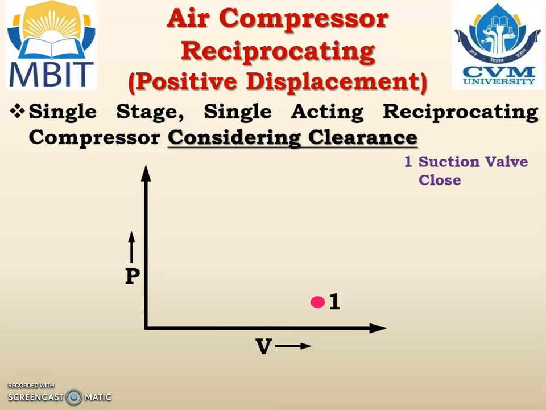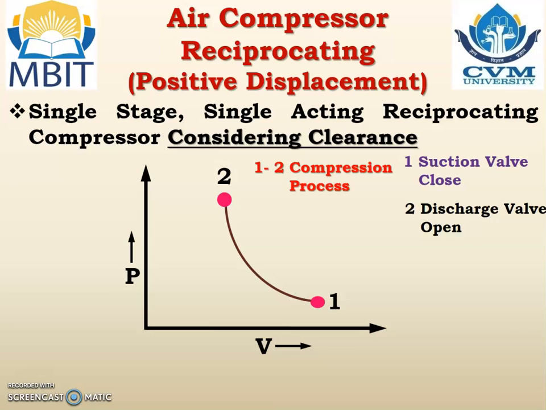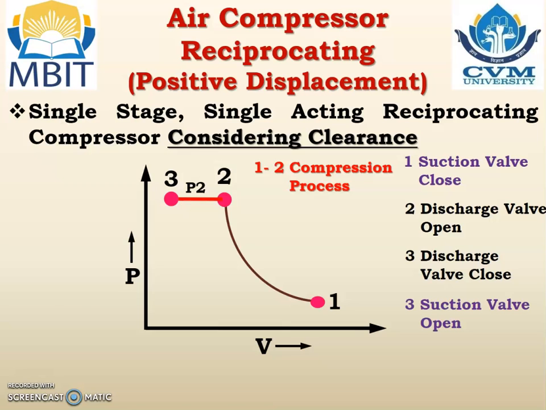At 1, the suction valve closes; 1-2 is the compression process; at 2, the discharge valve opens; at 3, the discharge valve closes. At 3, ideally the suction valve should open, but it will not open because at point number 3 whatever air is available has high pressure, and due to that the suction valve will not open. Ideally it should open at point number 3.